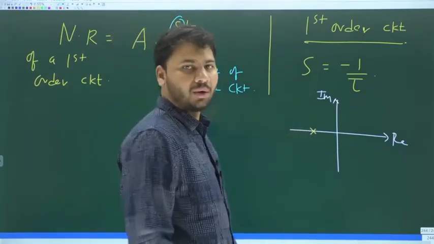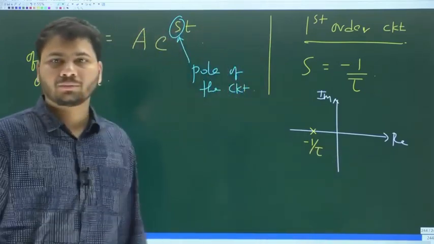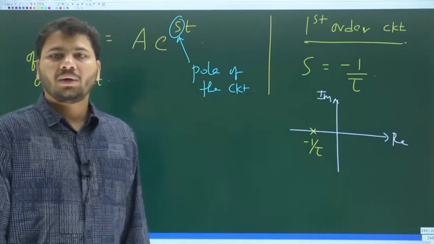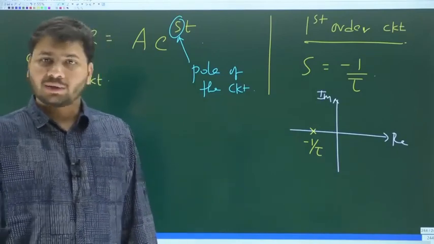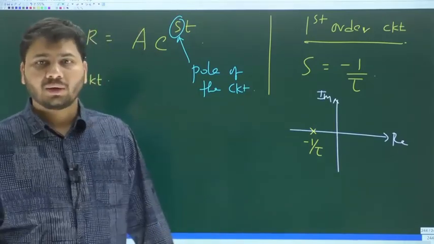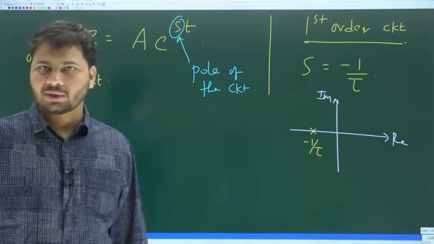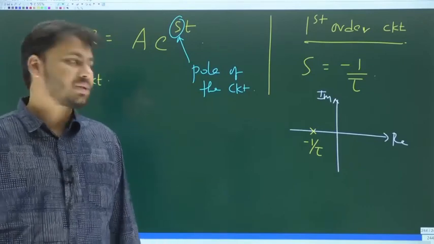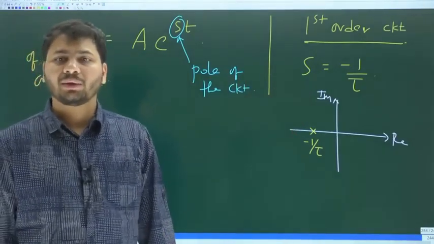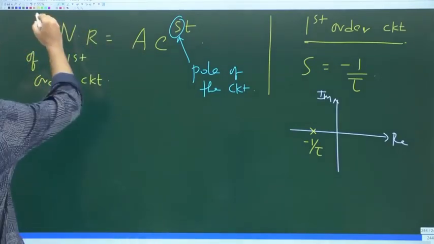This is the pole location, which is minus 1 by tau. You understood? So this is the pole location of a first order circuit. For any first order circuit, we know there will be a time constant, and the pole location is equal to minus 1 by that time constant.